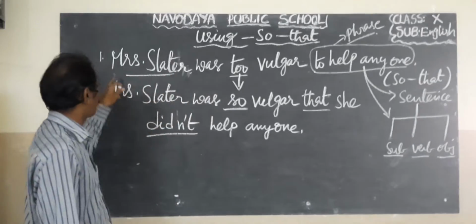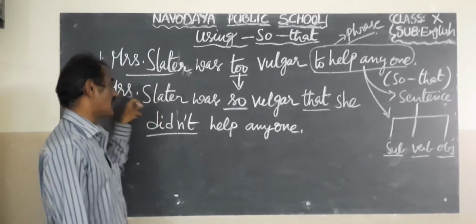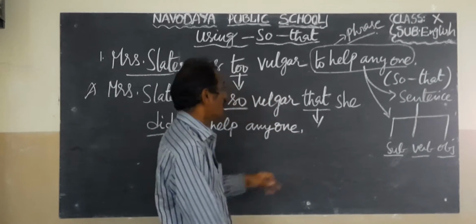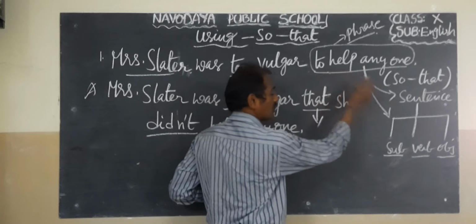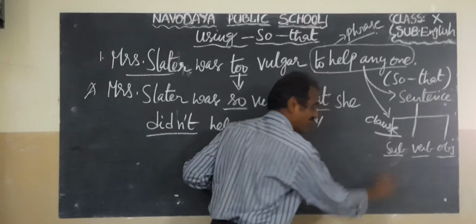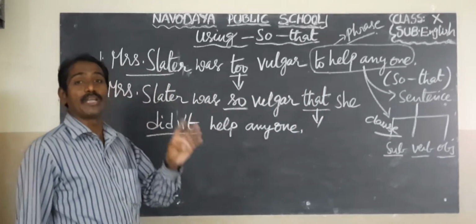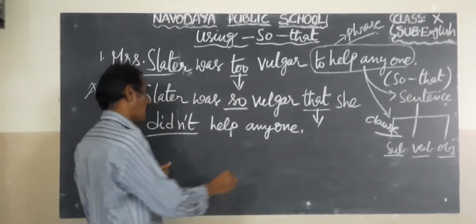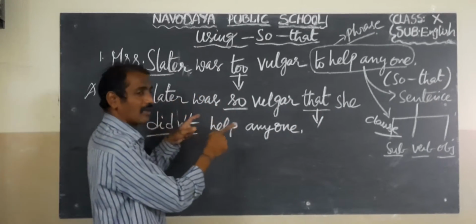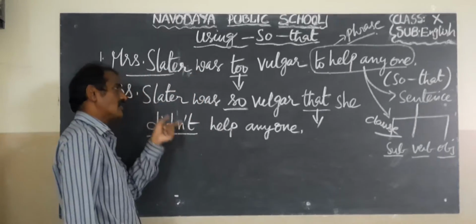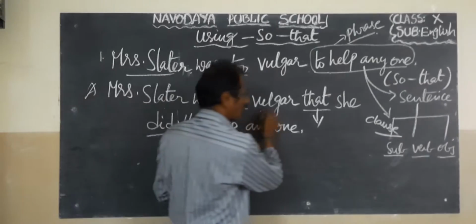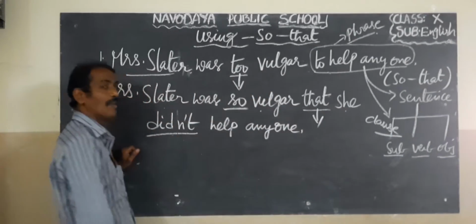See, children, first Mrs. Slater was too vulgar. Mrs. Slater was so vulgar. That is the connection; "that" is there. Then it is a phrase. A phrase should be made into a clause, and a clause requires three things: subject, verb, and object. So we should write the subject here, and the verb is there. Because she was so vulgar, she did not do any help. So Mrs. Slater was so vulgar that she didn't help anyone.